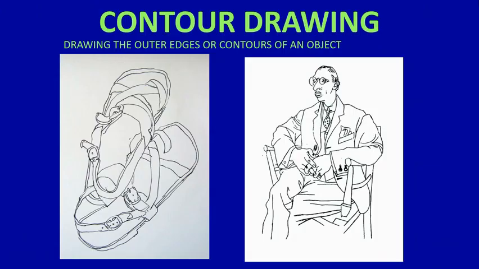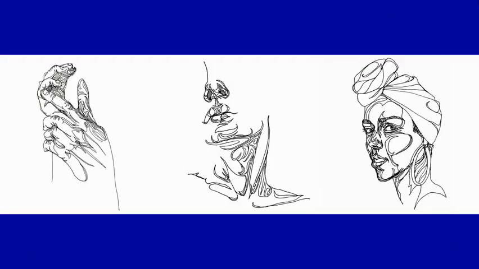All right, contour drawing is drawing the outer edges or contours of an object. So we have the drawing of the shoes on the left. These are sandals. You can see all the details of it, but you don't know what color are they, or where's the light coming from? With the guy on the left, you don't know what color his suit is. You don't know what kind of lighting situation. There's no shadow. There's no highlights. It's just the lines of the figure.